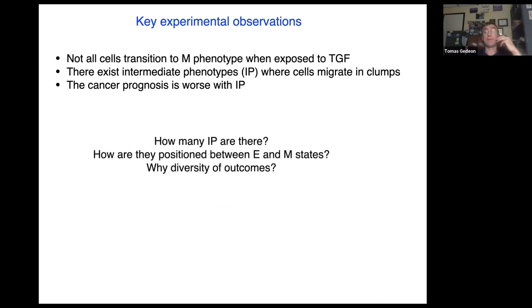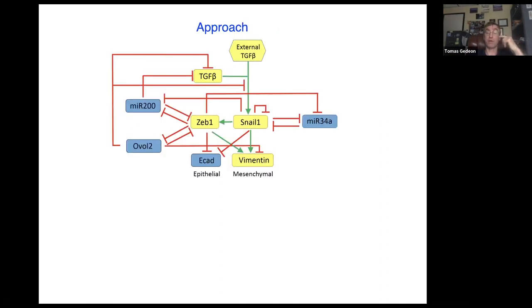So the questions which people are trying to ask and answer are: how many of these intermediate phenotypes exist, how are they positioned between these two states, and why is there this diversity of outcome? So we're going to try to answer some of these questions. We're still developing more tools which will answer these questions in a much better way.